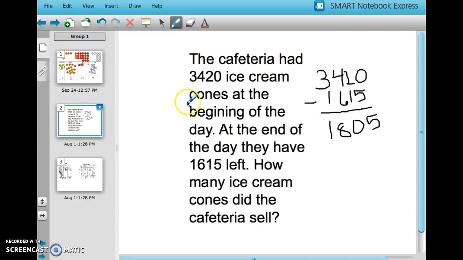So just as a refresher, let's see what the question asked. The cafeteria had 3,420 ice cream cones at the beginning of the day. At the end of the day, they have 1,615 left. How many ice cream cones did the cafeteria sell? The cafeteria sold 1,805 ice cream cones by the end of the day.